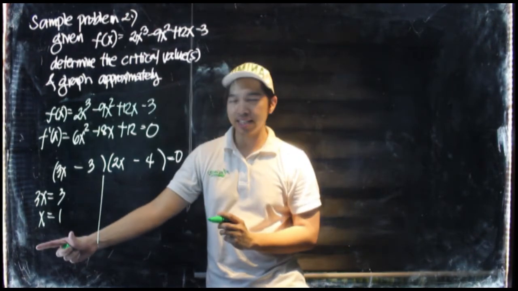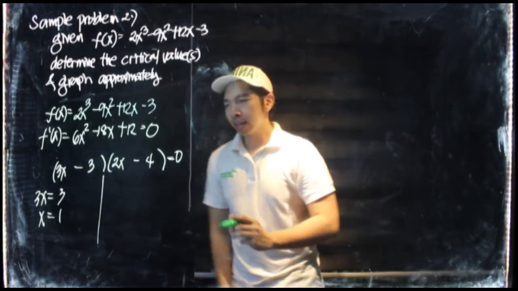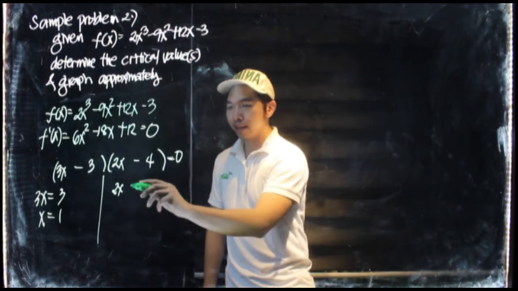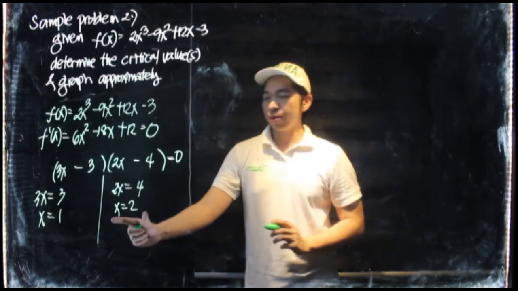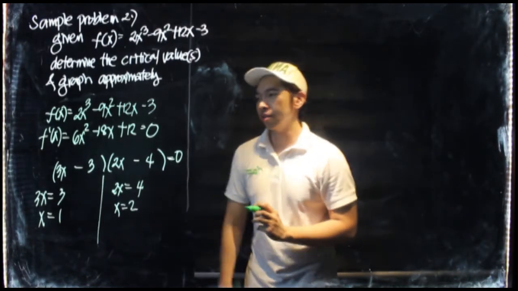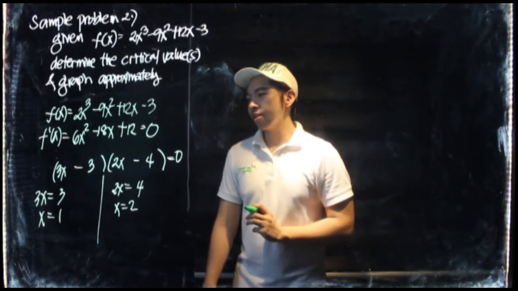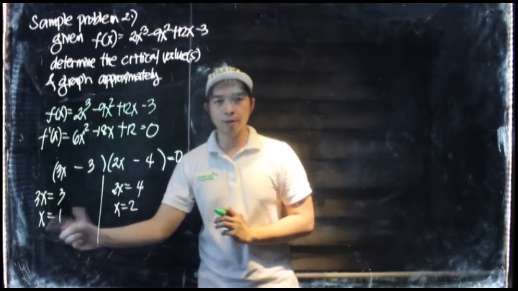We don't know yet if this is a maximum point or a minimum point. Let's set this aside. And then for this one, we have 2x, transposing 4 to the other side, that's equal to 4. So x is equal to 2. And as of now, we don't know if this is a maximum or a minimum value. So let's now find the other part of these critical values.